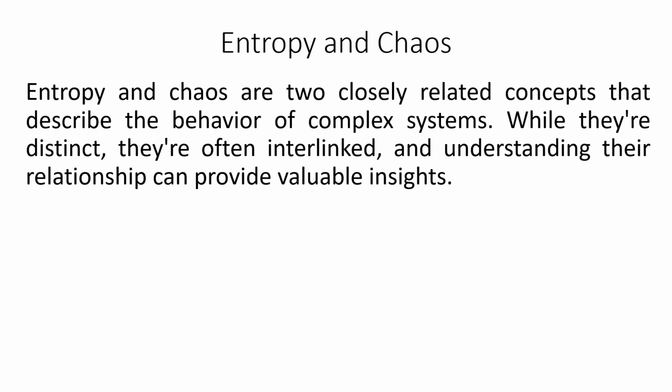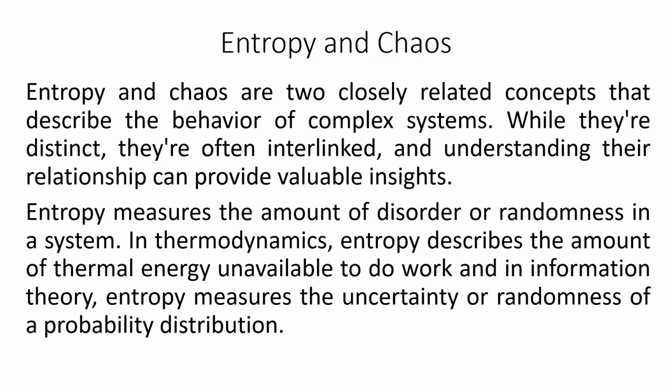Next, entropy and chaos. Entropy and chaos are two closely related concepts that describe the behavior of complex systems. While they are distinct, they are often interlinked, and understanding their relationship can provide valuable insights. Entropy measures the amount of disorder or randomness in a system. In thermodynamics, entropy describes the amount of thermal energy unavailable to do work, and in information theory, entropy measures the uncertainty or randomness of a probability distribution.